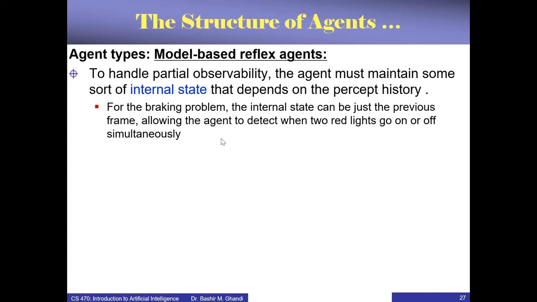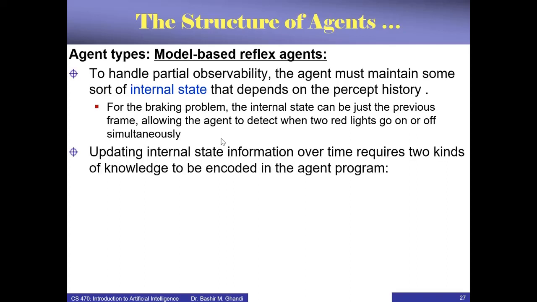If it doesn't keep this internal state, which tells it about the history of the previous situation, it will not be able to detect correctly that there is braking presently in the car in front. Now, updating internal state information over time requires two kinds of knowledge to be encoded in the agent program.